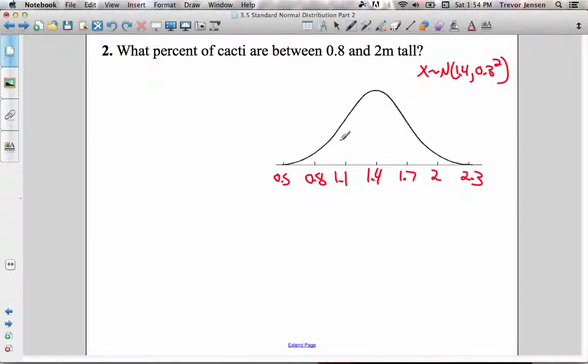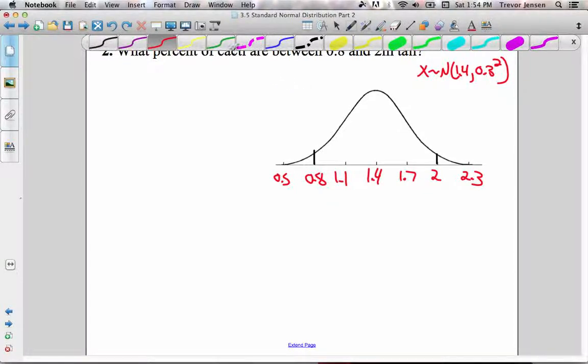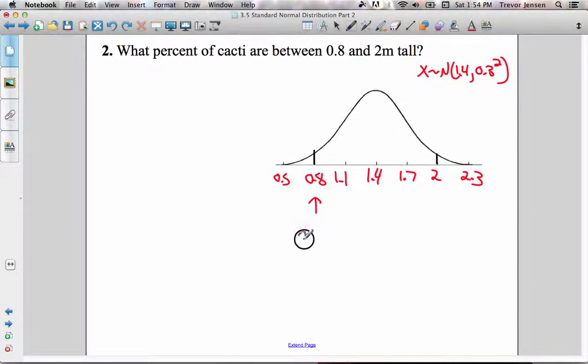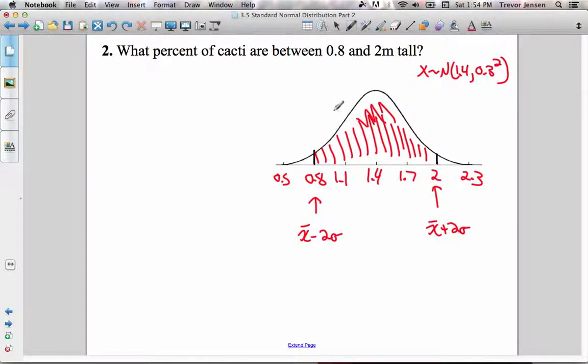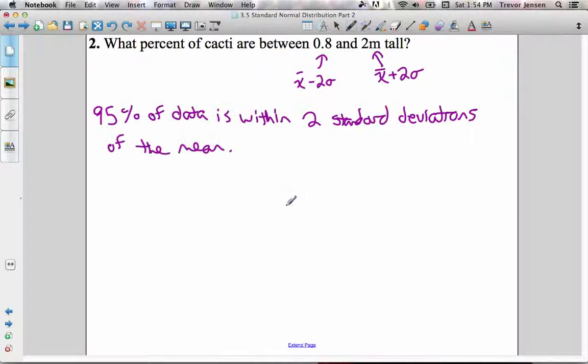Now, I want to figure out what percent are between 0.8 and 2. So 0.8 is here, 2 is here. You'll notice that 0.8 is 2 standard deviations less than the mean, and 2 is 2 standard deviations more than the mean. And if you remember back to our diagram from the beginning, 95% of the data in a data set that is normally distributed will be within 2 standard deviations of the mean.